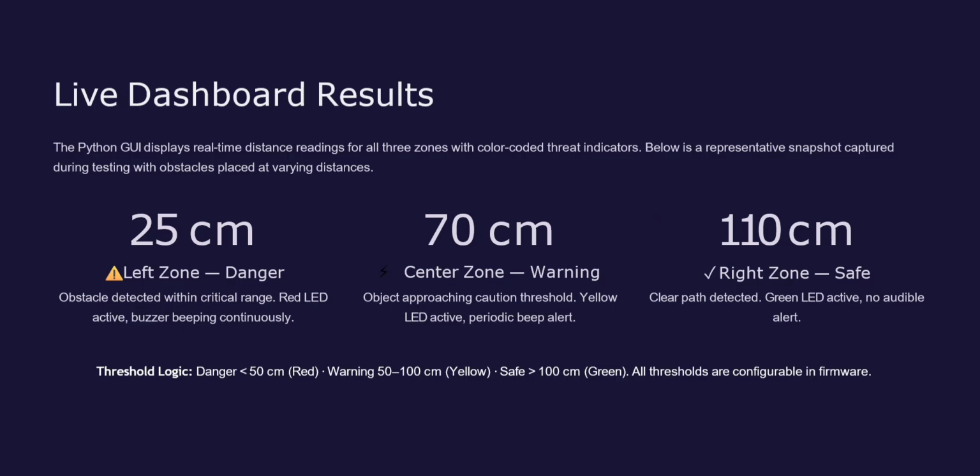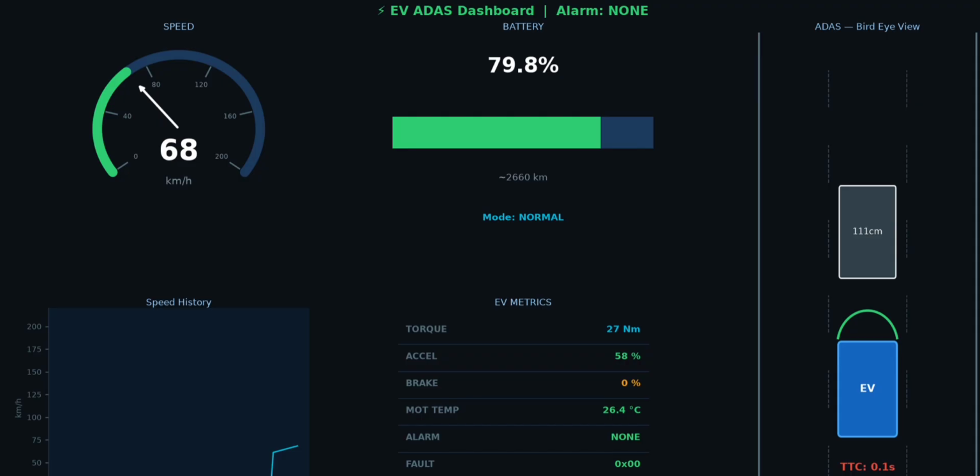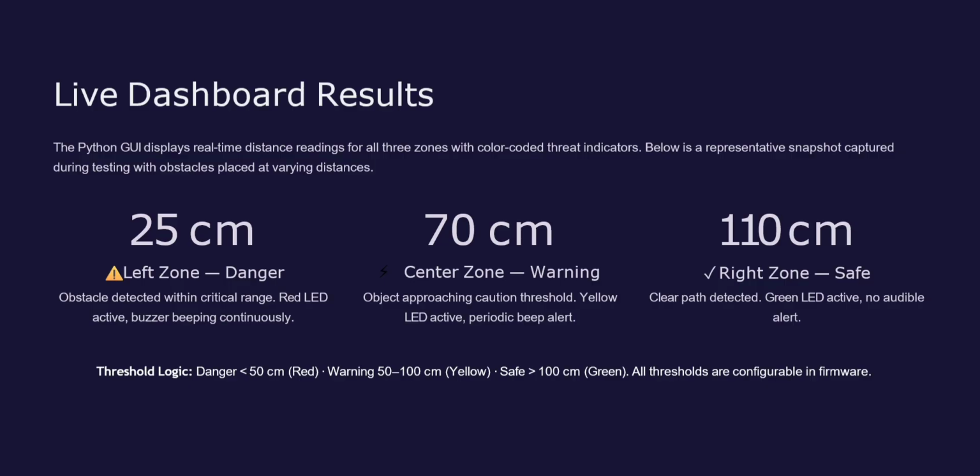Python dashboard and the live results. This slide shows the Python dashboard developed for the project. It displays live distance values from all 3 ultrasonic sensors along with the obstacle. For example, if the left sensor detects an object at 25 centimeters, it is classified as danger. A distance of 70 centimeters is shown as caution, while 110 centimeters is considered safe. The dashboard updates continuously as the new sensor readings are received.